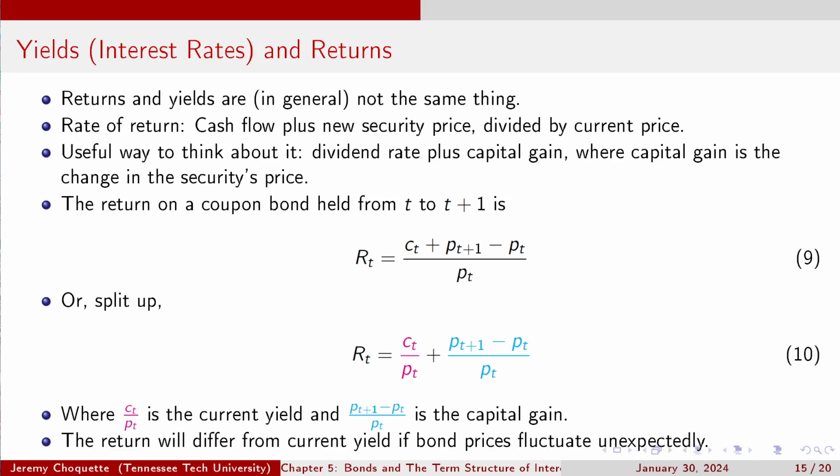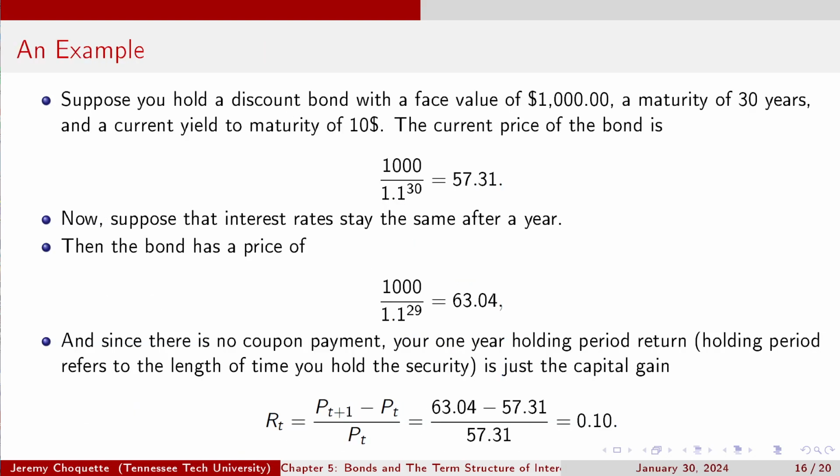Or we can split it up and have the cash flow over the old price, plus the new price minus the old price over the old price, or percent change in the price. So C over P, that's the current yield. And then P_{t+1} minus P_t over P_t, that's the capital gain. The return is going to differ from the current yield if bond prices unexpectedly fluctuate.